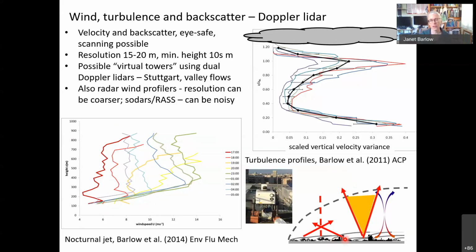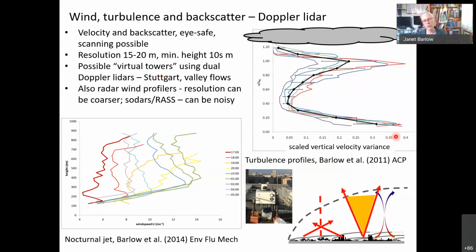So dual Doppler lidar is when you have two lidars which are intersecting their beams at a certain point, and they can raise up into the atmosphere, creating something like a virtual tower. This is an exciting new development, and it's particularly useful when you have complex flows in the terrain. So there's some good work coming out of Stuttgart looking at the valley flows affecting that town.